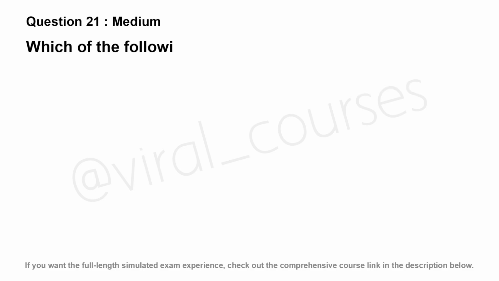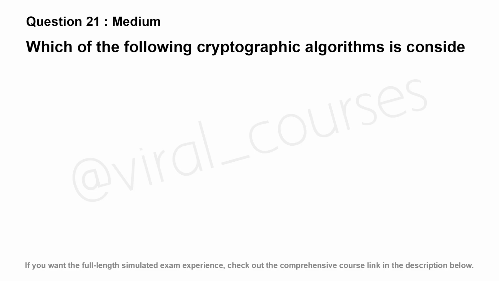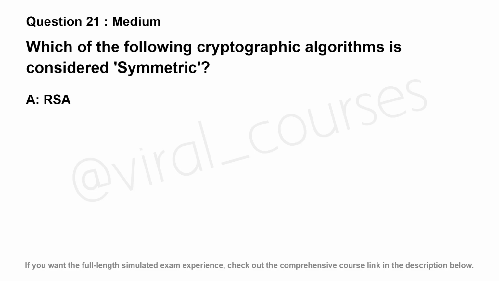Which of the following cryptographic algorithms is considered symmetric? Option A, RSA. Option B, AES. Option C, ECC. Option D, Diffie-Hellman.